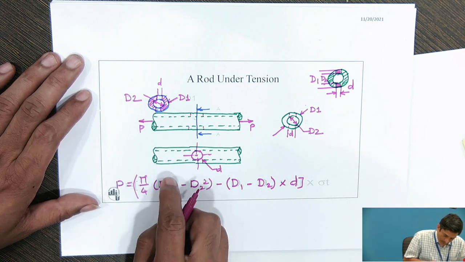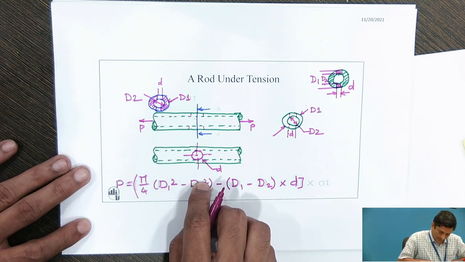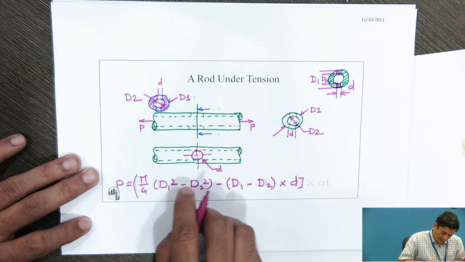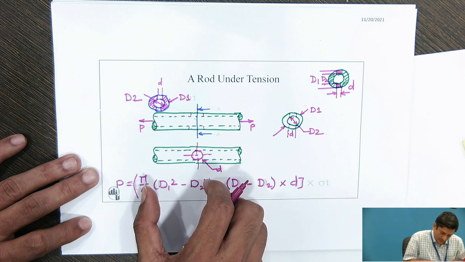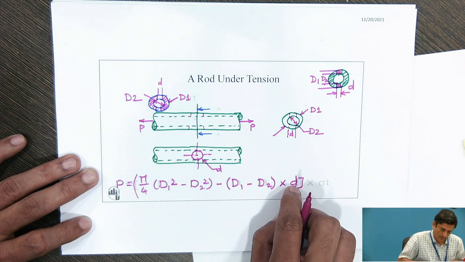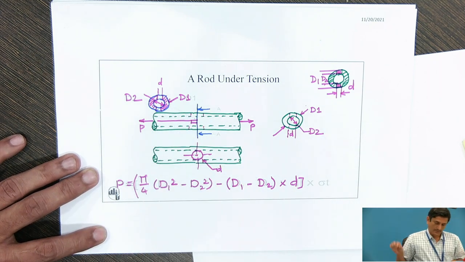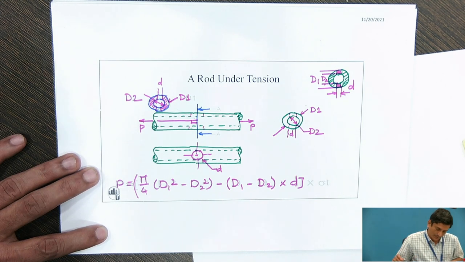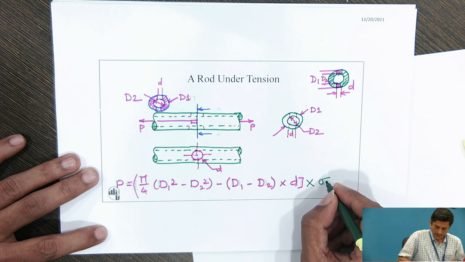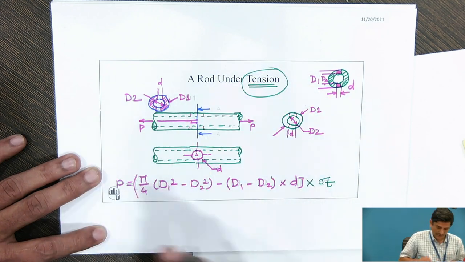This is the area of solid bar. This represents the area of hollow bar, or the part removed, and the removed area is represented by pi by 4 D2 square. Therefore, this is the net area available minus this strip and this strip, D1 minus D2 into small d. But as the component is loaded under tension, why? Because if I again extend it, the line of action of the force acting on the component is perpendicular to the area resisting the failure. I can say that this failure is tensile failure. Therefore, I can use sigma t as the corresponding stress and mention that this component is under tension.